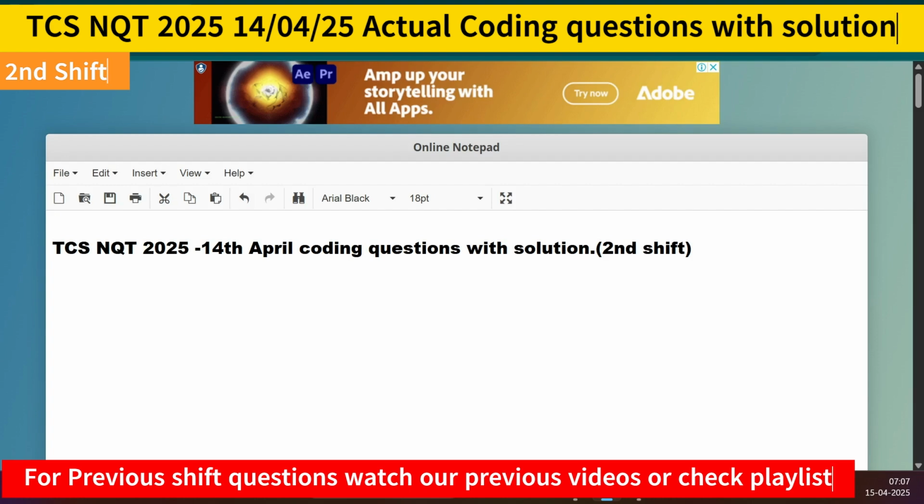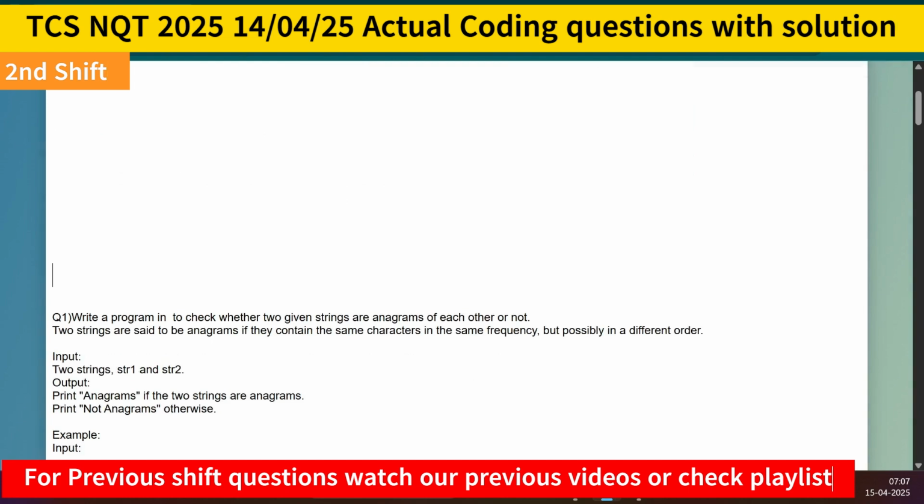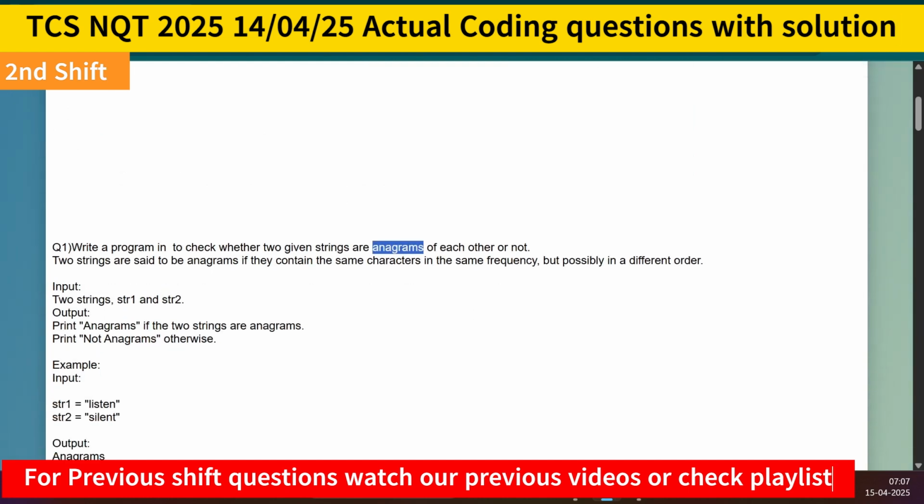Okay, so without wasting time, let's discuss what the questions were that were asked on 14th April second shift. In comparison to the first shift, the second shift questions were quite easy. Coming to the first question, what was the first question? The first question was pretty easy and a famous one: you have to check whether two strings are anagram or not. Okay, so you know what an anagram is.